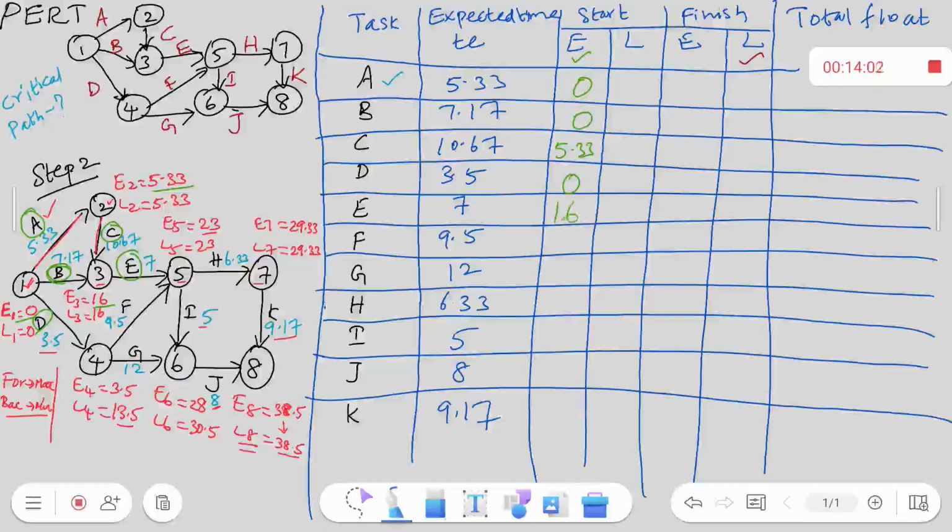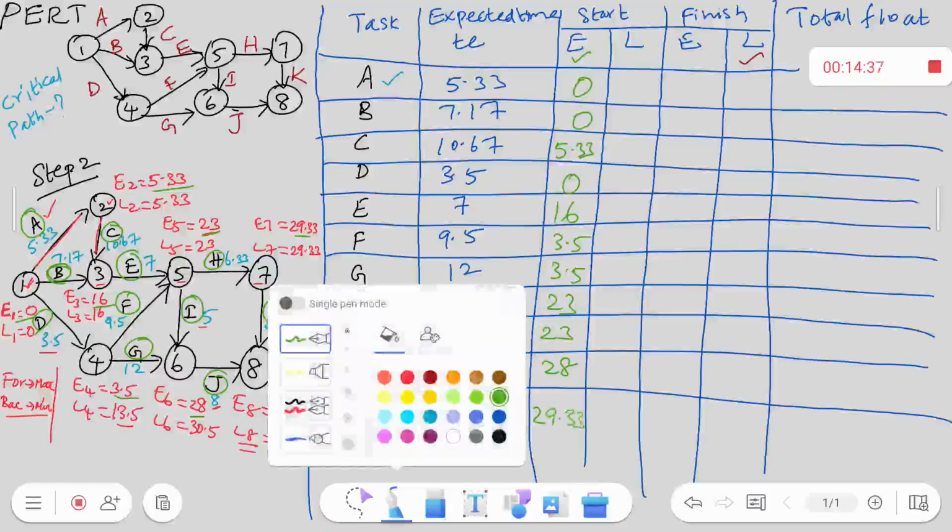Then for F, the value is 3.5. For G, again it is 3.5. For H, the value is 23. For I, the same value, 23. For J, the value is 28. For K, the value is 29.33. I have completed writing the earliest start time.